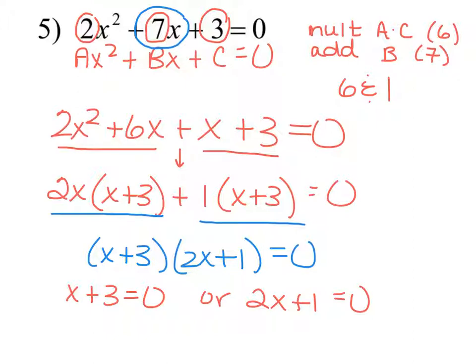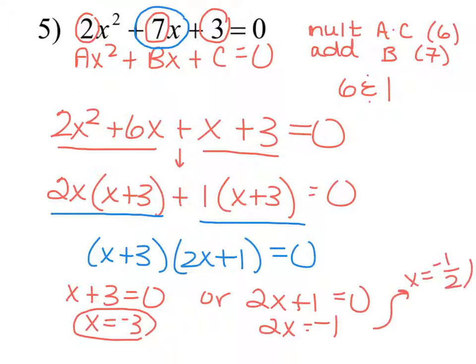And to get our 2 solutions to this quadratic equation, we'll just solve each of these individual equations. The first one, we'll subtract 3 from both sides and get x is negative 3. So that's one of our solutions. In the second one, we've got to subtract 1 from both sides first, and that's going to give us 2x equals negative 1. Then if we divide both sides by 2, we'll get x equals negative 1/2. And so there's our 2 solutions, x equals negative 3 or x equals negative 1/2.